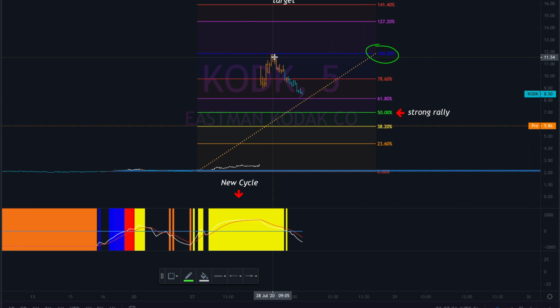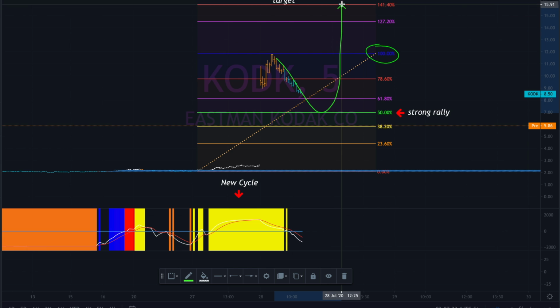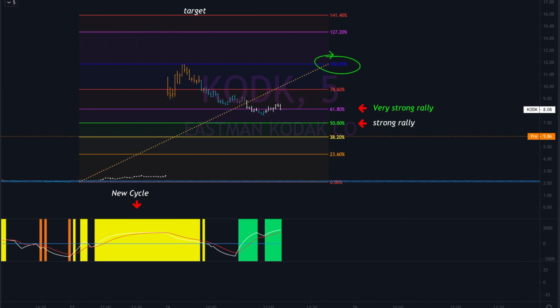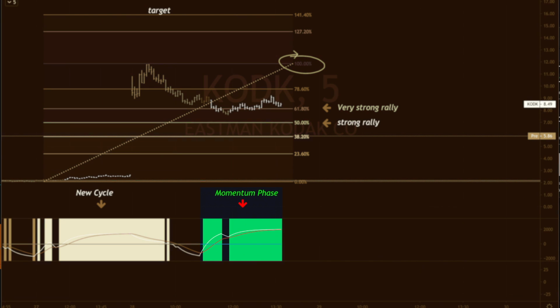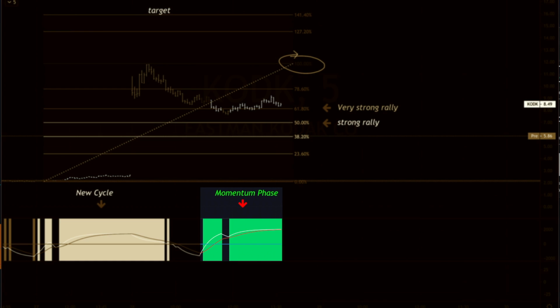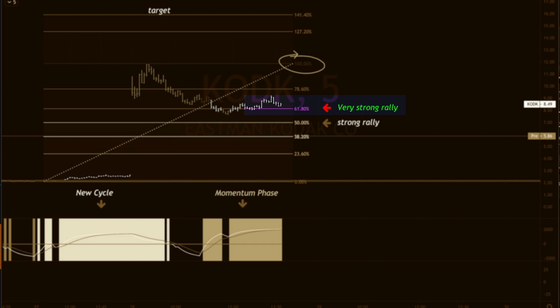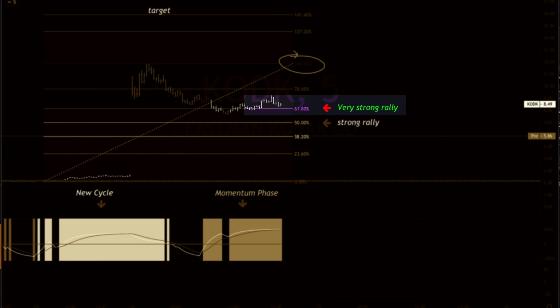The strength of the rally is determined by how far price retraces. A retracement of 50% is a strong rally. Anything less than 50% indicates very strong bullish presence. The lime green color is indicative of the momentum phase. With momentum and price above the 50% fib, we are confident that this is a very strong rally.